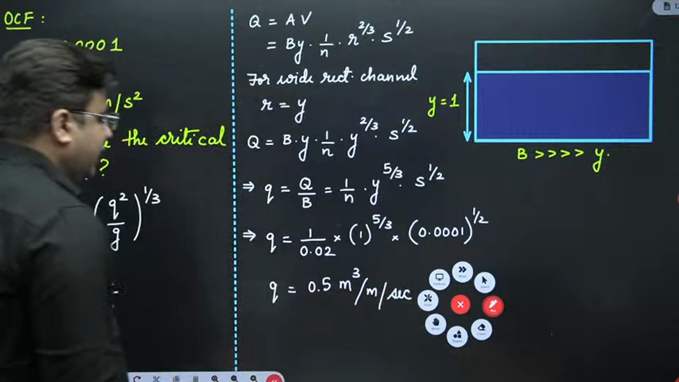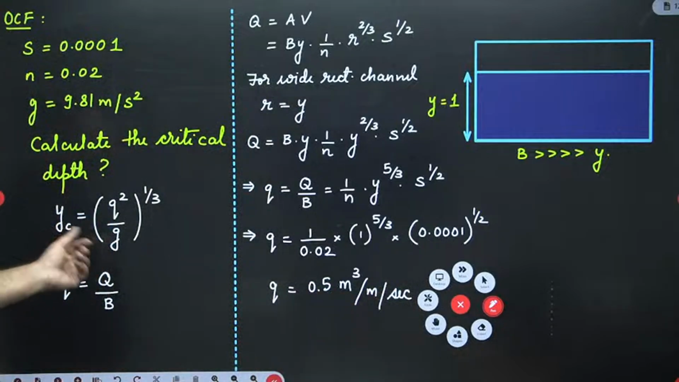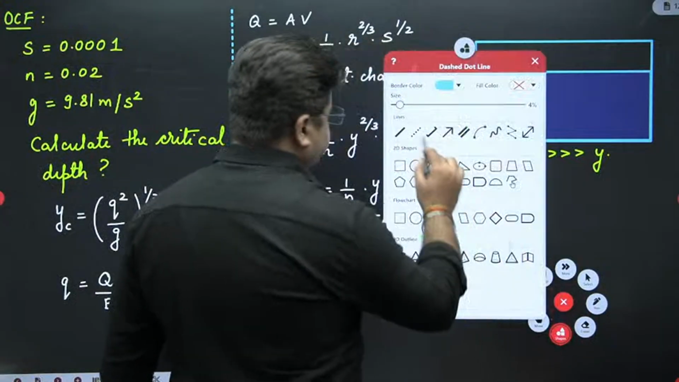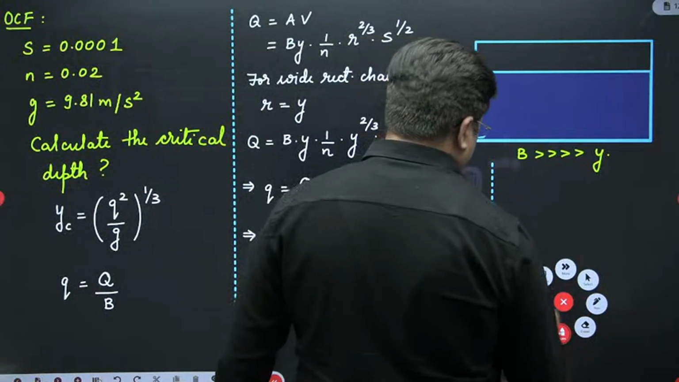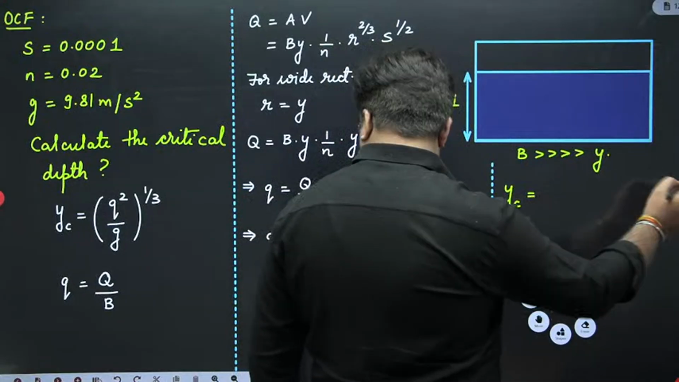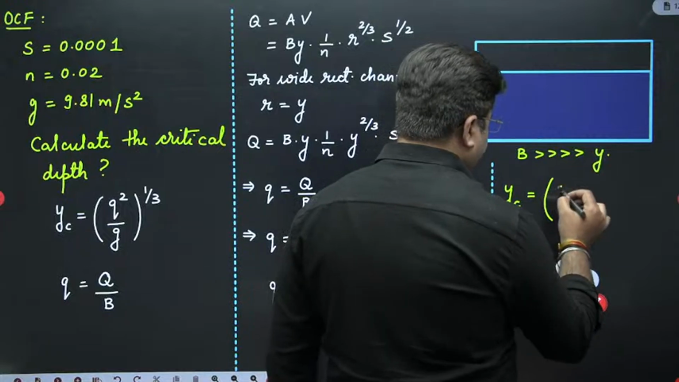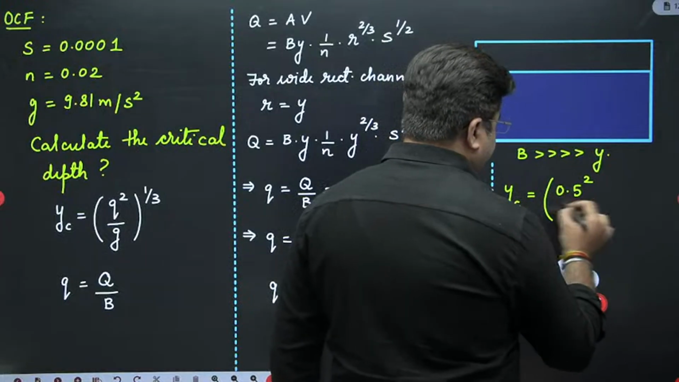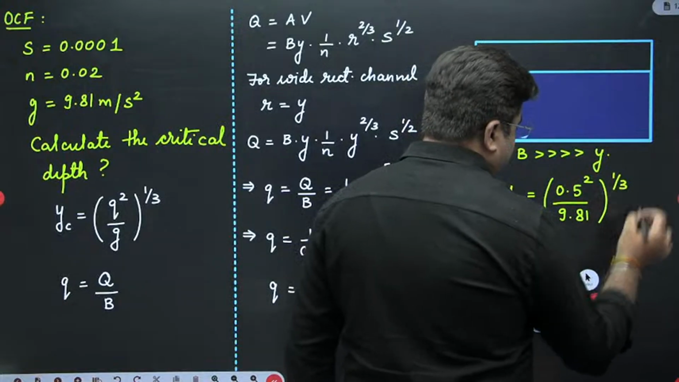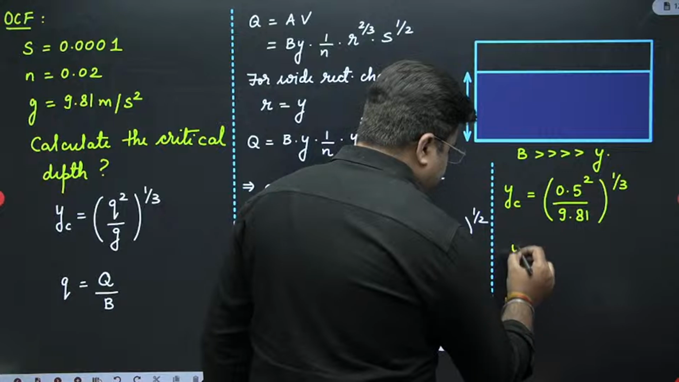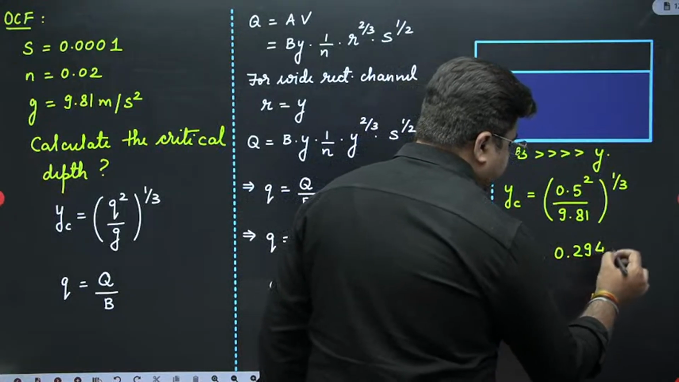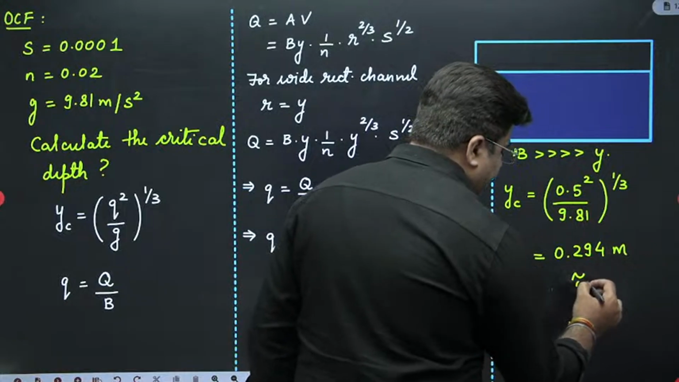Now substitute the value of small q in this expression to get the value of your critical depth. So critical depth YC will come out as small q square, so small q is 0.5 square divided by 9.81, whole raised to the power 1 by 3. So I think this YC is coming out as 0.294 meters, which can be approximated to 3 meters.